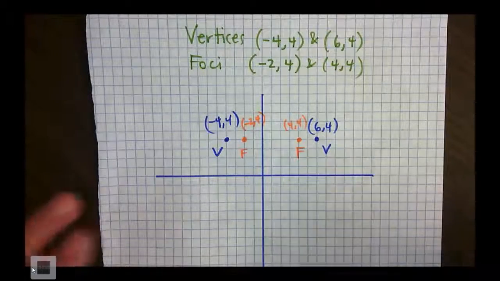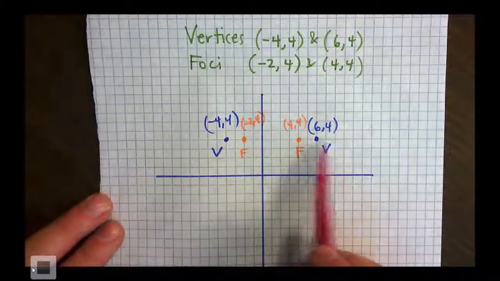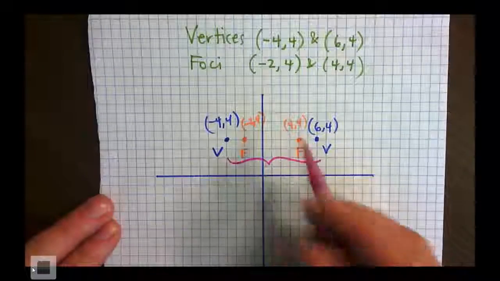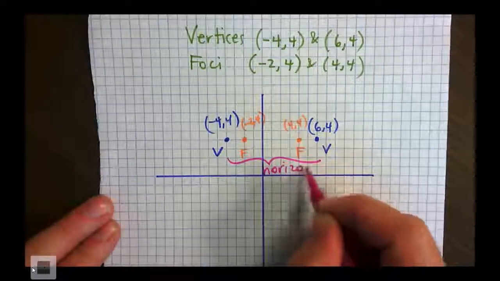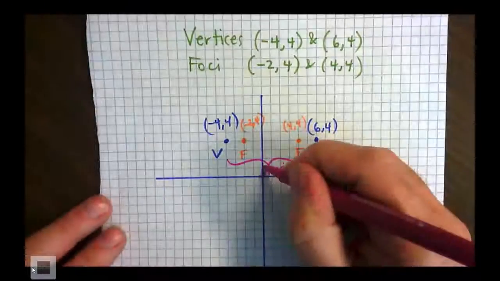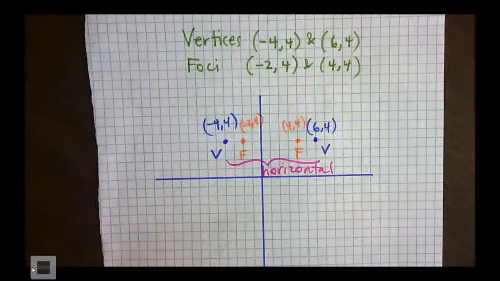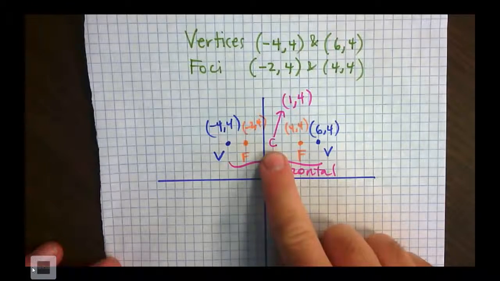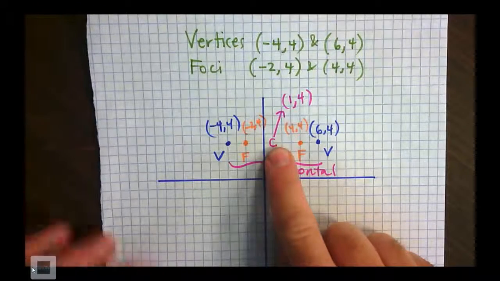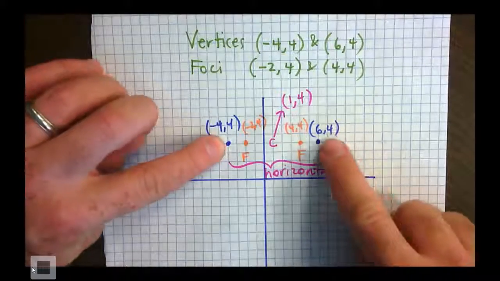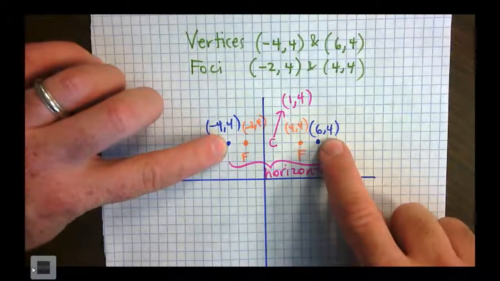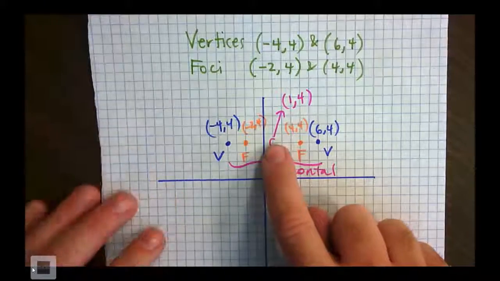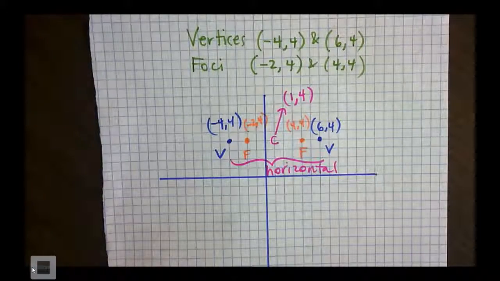But now, once I get my points, we have to figure out what to do. The fact that my vertices are left and right means this is going to be more of a horizontal ellipse. Once we identify that, we have to figure out the center of the ellipse. I get that by taking the average of my vertex points, or even the average of my foci points. I have to find that point right in the middle. It happens to be (1, 4).